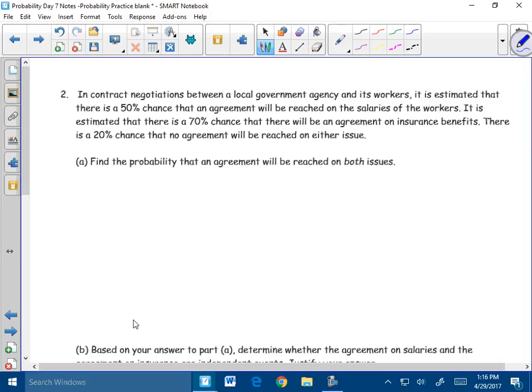Okay, so I'm going to convert this into some symbols so I can keep track of what's going on. How about S for salaries, I for insurance? So the probability that they reach an agreement on the salaries is 50% or 0.5. The probability that they reach an agreement on the insurance is 70% or 0.7. And then there's a 20% chance that no agreement will be reached on either issue. So not S and not I. So how about the probability of S complement and I complement? That's 20% or 0.2.